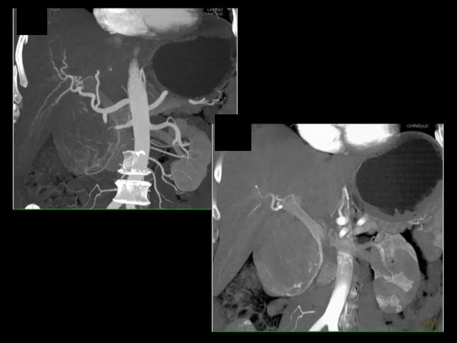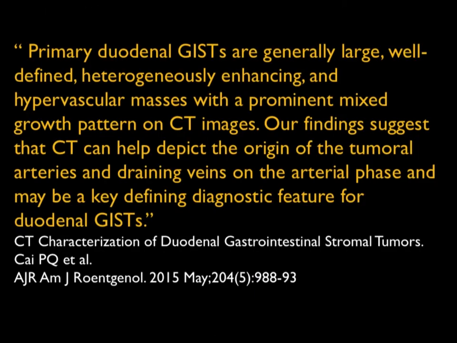So it's not pancreas. So now you've got to say, aha, this must be a lesion which simulates a pancreatic mass arising from the duodenum. The mass is smooth, minimal vascularity. That's a GIST tumor. Carcinoids would be more vascular. This article says duodenal GISTs are large, well-defined, heterogeneously enhancing, and hypervascular with a prominent mixed growth pattern. Our findings suggest that CT can help depict the origin of the artery and veins on the arterial phase and be a clear key defining feature for duodenal GIST tumors.